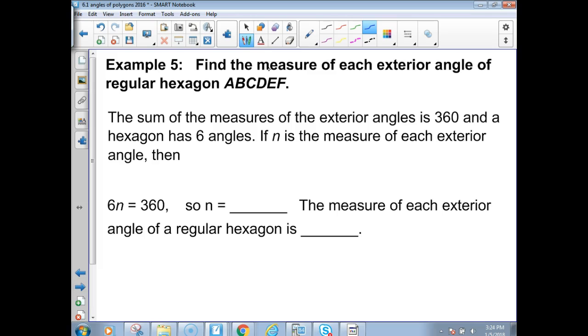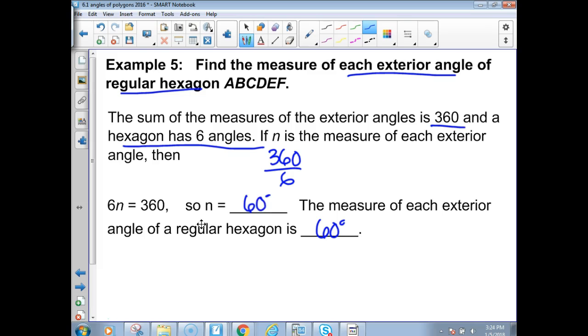Not yet? Okay, find the measure of each exterior angle of a regular hexagon. It has to be regular for them all to be the same. So the sum of the measures of the exterior angles was 360, and a hexagon has 6 angles. So 360 divided by 6 is how I would do it. Or you can say 6 times the measure of the angles is 360. I don't like that they're using n. All I want you to know is the measure of each is 60 degrees.